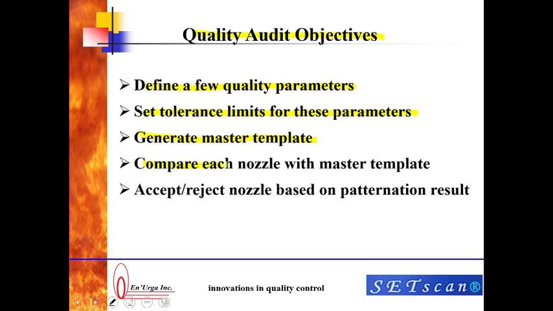You compare each nozzle with the master template. And once you have compared each nozzle with the master template, you can accept or reject the nozzle based on the patternation results, if they fall within the tolerance limits for the parameters.